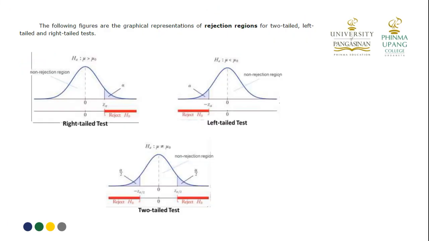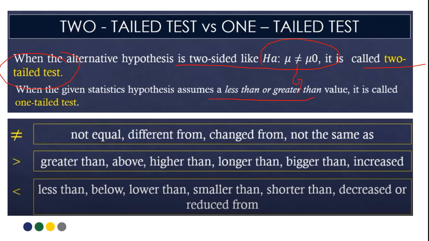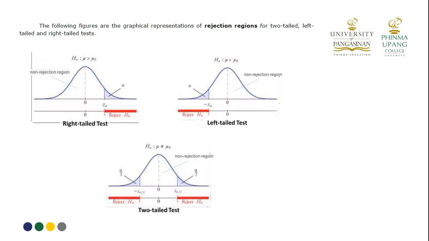And kapag kailan natin malalaman kung one-tailed or two-tailed siya, yan po yun, no? If it is not equal, it is always two-tailed. Two-tailed. And if it is greater than or less than, that is one-tailed. Kasi nga may direction siya. So, yun yung mga technique na dapat ninyong alalahanin.